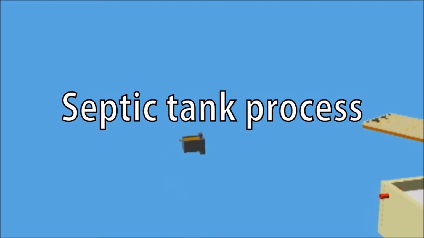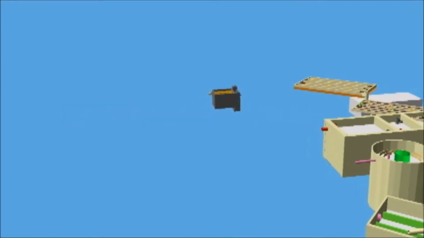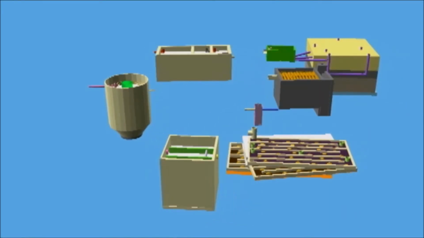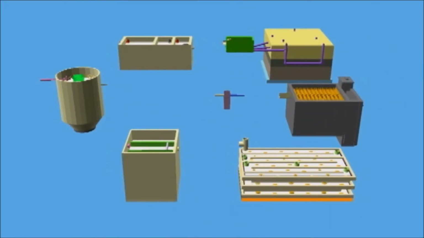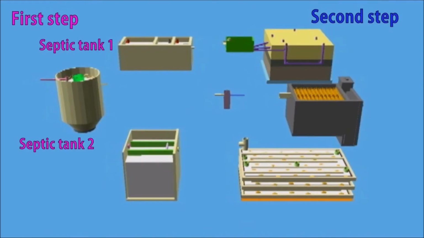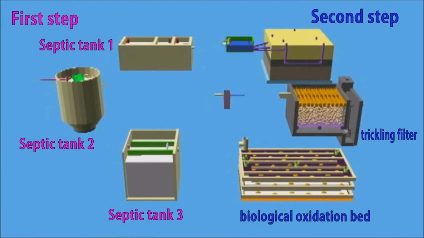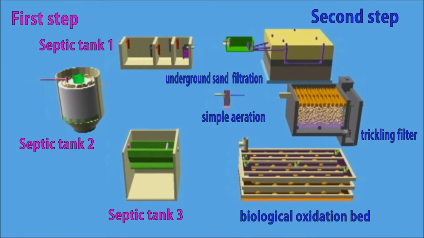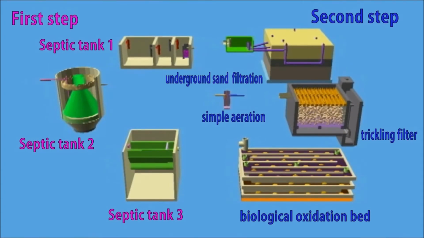The processes of tandoku shori JOHKASOU were as follows. The septic tank process was adopted and installed until the 1960s. JOHKASOU with the septic tank process includes a pre-treatment process that sediments and separates solids from wastewater, and other processes that treat wastewater through a biological oxidation bed, trickling filter, underground sand filtration, or simple aeration.